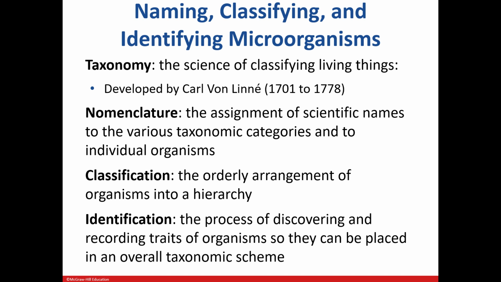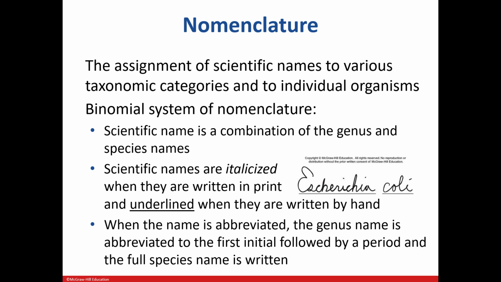How do we name organisms? Carl von Linné is the father of taxonomy. He developed a system to identify organisms. He identified a classification system to help in this identification process. It's a binomial nomenclature system containing two names. Both are italicized if typed and underlined if written. The genus is capitalized and the species epithet lowercase.